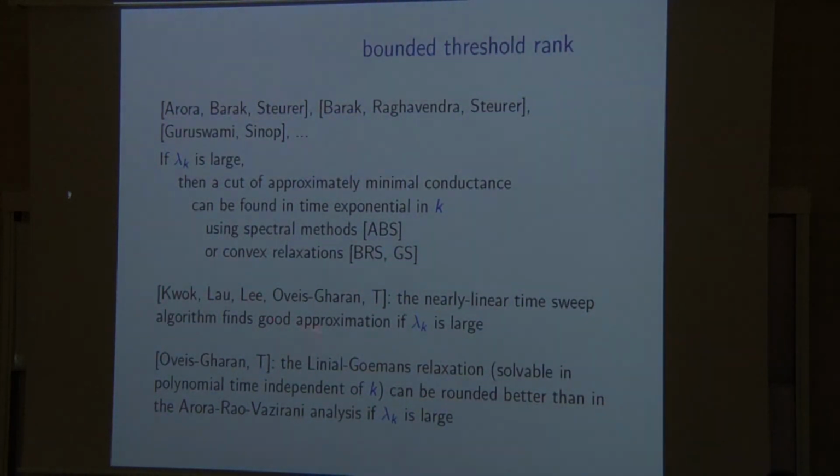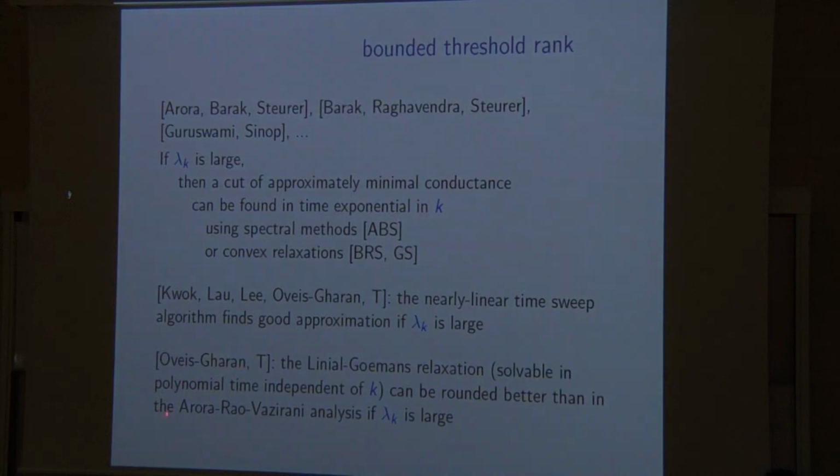The improved Cheeger inequality that I mentioned before shows that even the simple Fiedler algorithm works better when lambda k is large. It doesn't have to be exponential in k. But then the approximation here is not as good as the approximations that they get here.